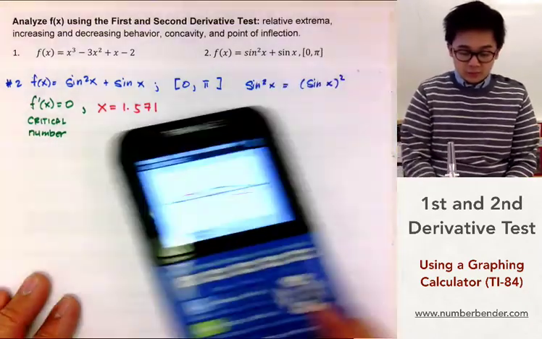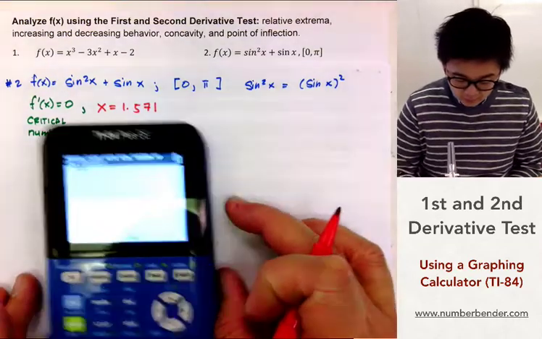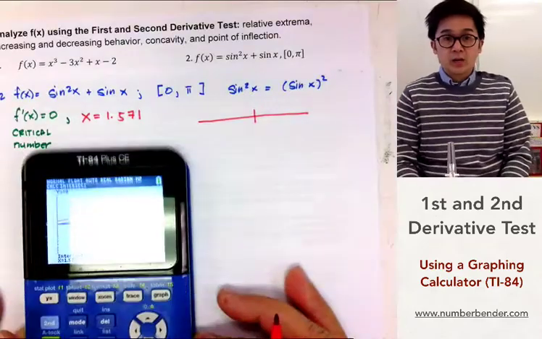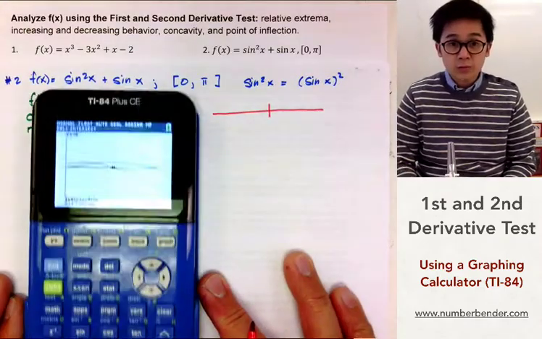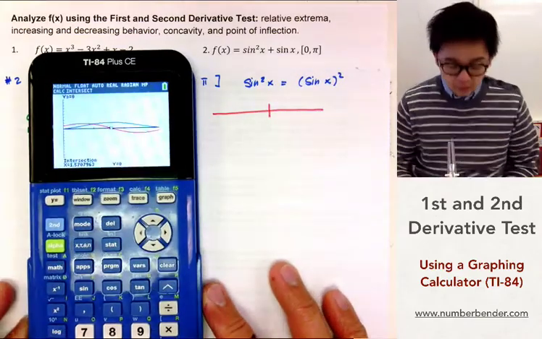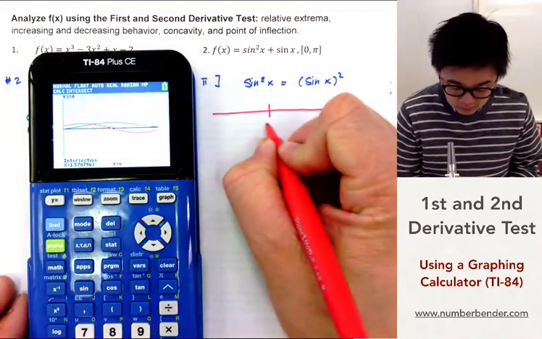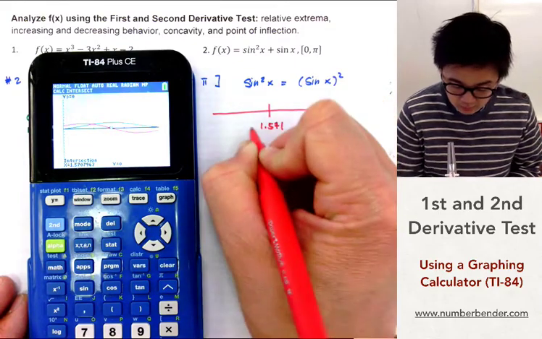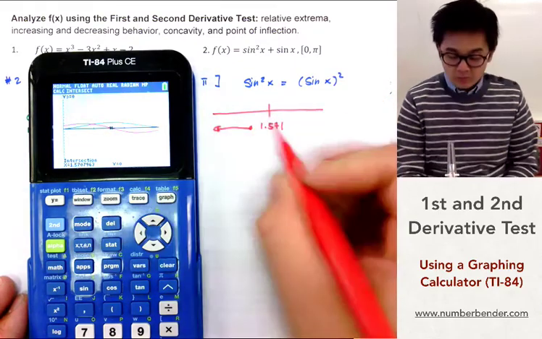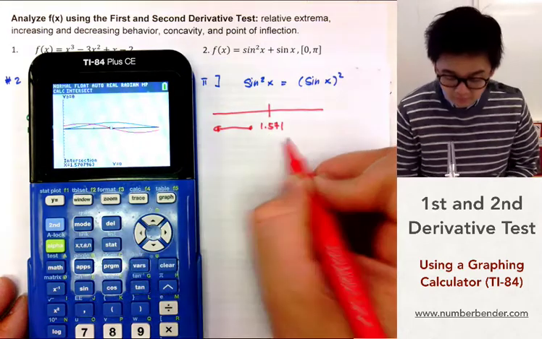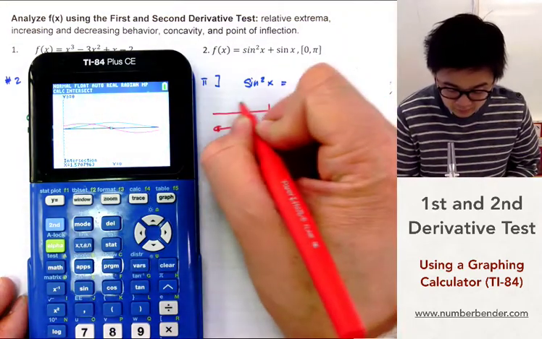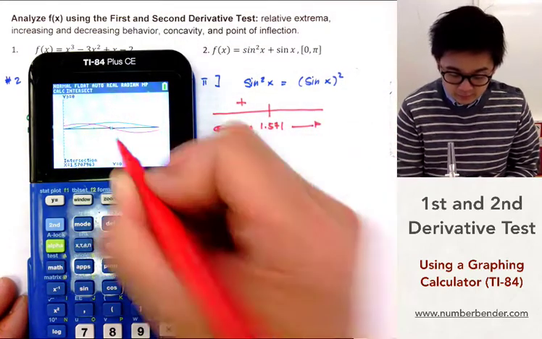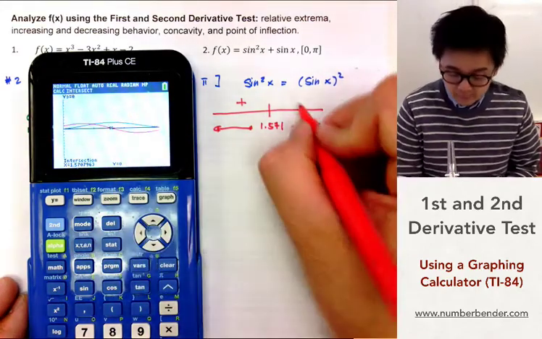So now that we have our first derivative, we can now construct our sign chart. So from our TI-84, we know that from the left of 1.571, the derivative function is positive, and to the right is negative because it's below the x-axis.